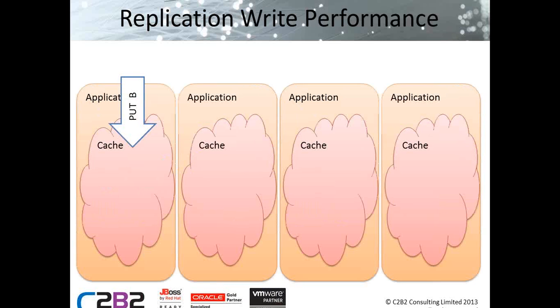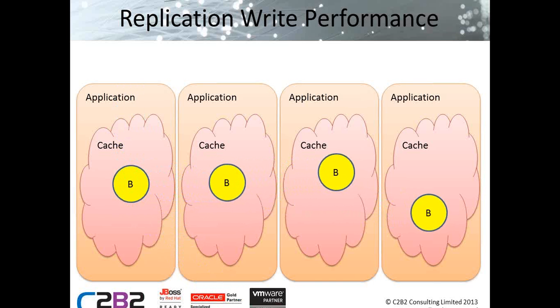The problem with replication or invalidation is what happens with writes as you scale your cluster out. If we scale out to a 4-node cluster and put an entity B into the cache, we now have to replicate that data across 4 nodes of our cluster. If we went to 8 nodes, we'd have to replicate across 8 nodes, 10 nodes, etc., as the cluster grows. This has quite a cost.